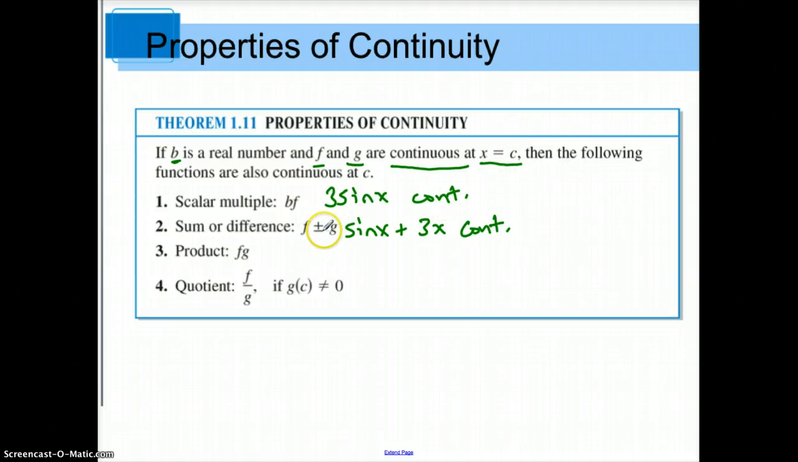Or you can subtract two functions, or you can multiply two functions. As long as they're each individually continuous, the product of them will still be continuous at c. So there won't be a jump or a hole or a vertical asymptote at c. We can divide them too, as long as that denominator doesn't equal 0. So any continuous functions, you can pretty much do anything with them, and the answer will be continuous also.